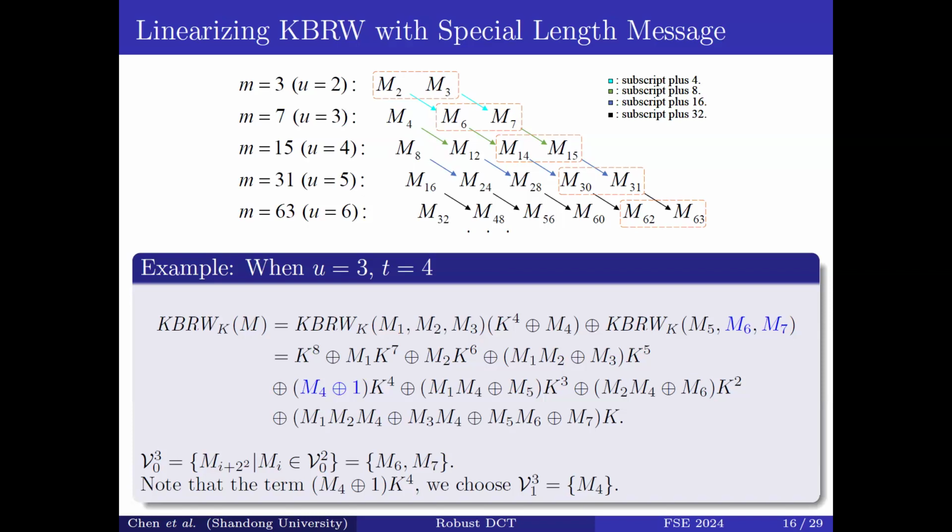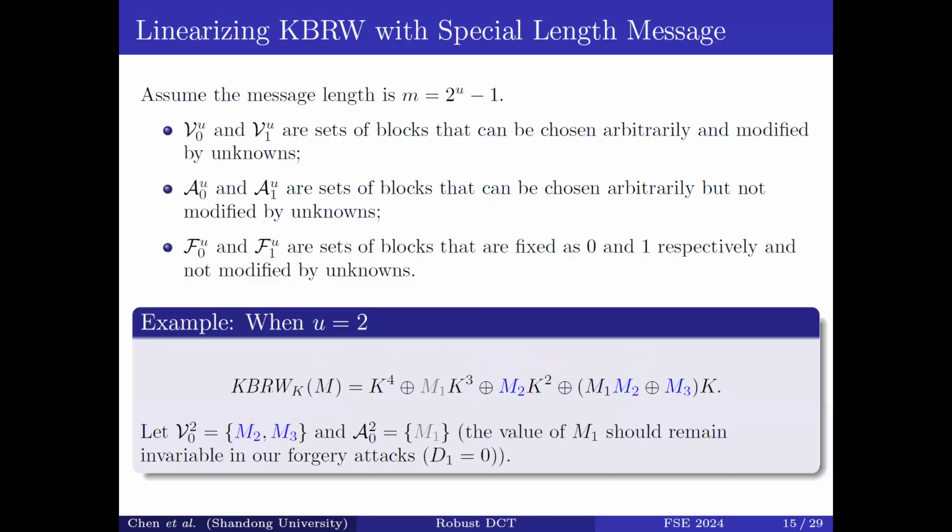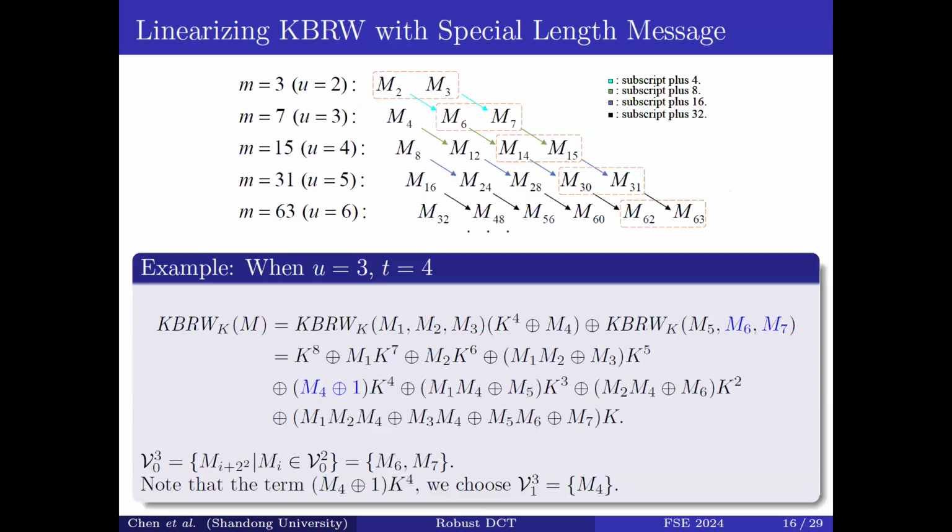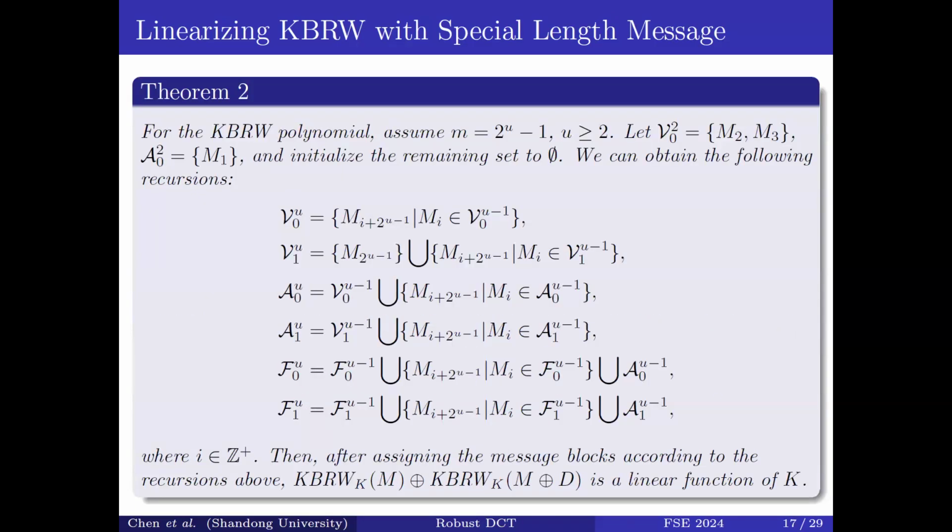So we finally found we can determine how these message blocks should be valued according to the subscript of the messages. We can recursively determine the six sets. So we formalize the above deduction as the following Theorem 2. We get six recursions which specify how the message blocks should be valued.